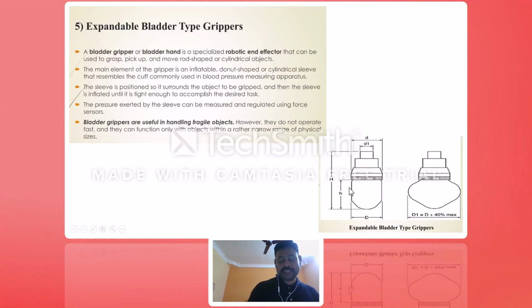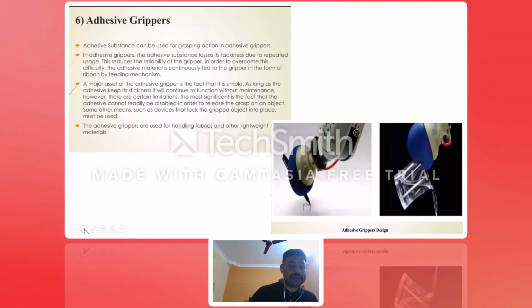Next, expandable grippers use extendable bladder material. For example, if you have a hole, you insert the gripper through the hole, and if you supply air, it will expand. While lifting, it will not come out of the hole. This is called an expandable bladder type gripper. Bladder means expandable material. An adhesive gripper is like gum, like Fevicol, Araldite, Fevikwik, this kind of material.